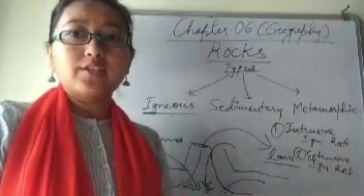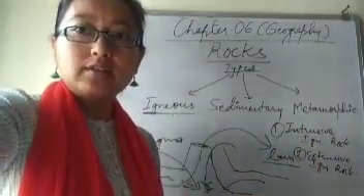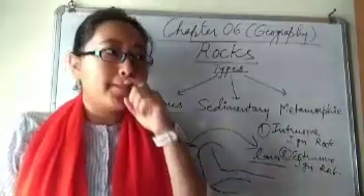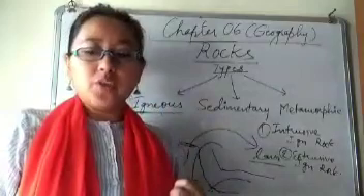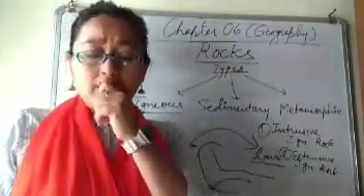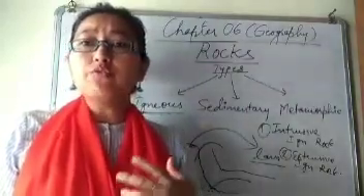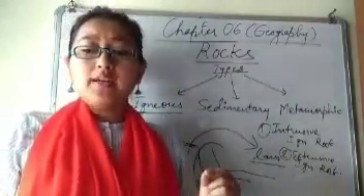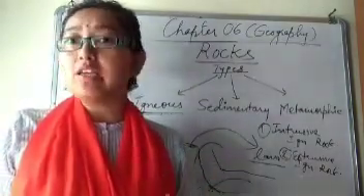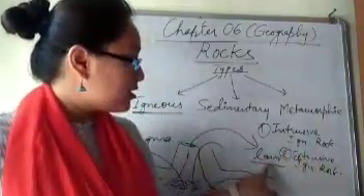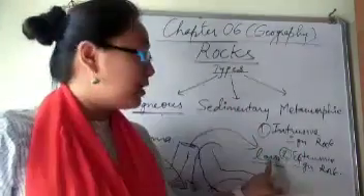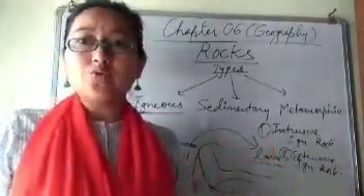Clear? Okay, now let's move to the examples of igneous rocks. Examples are granite, basalt, rhyolite and gabbro. Now let's talk about basalt. Basalt is an extrusive igneous rock, which means basalt is formed due to solidification and cooling of lava.